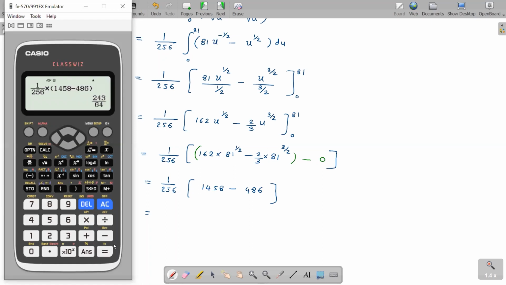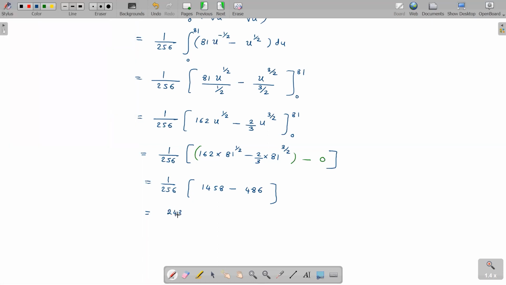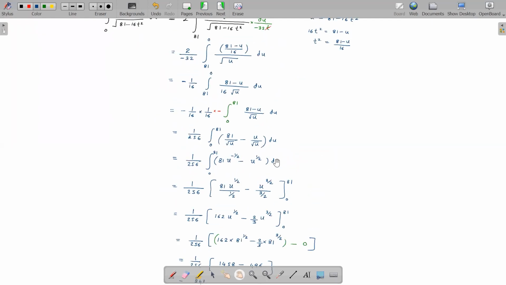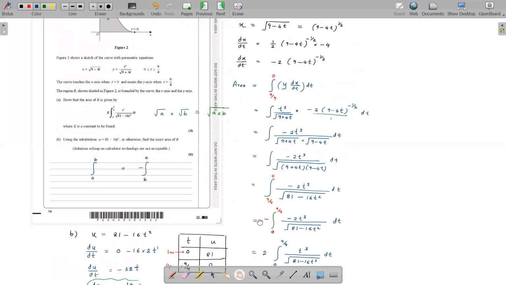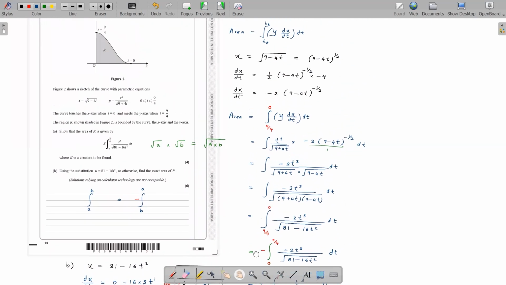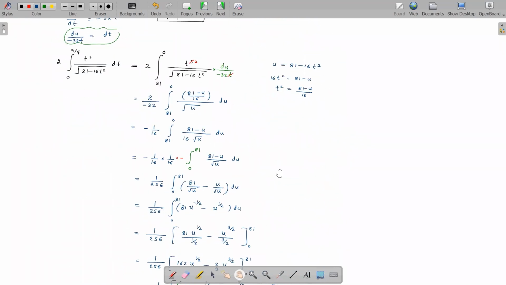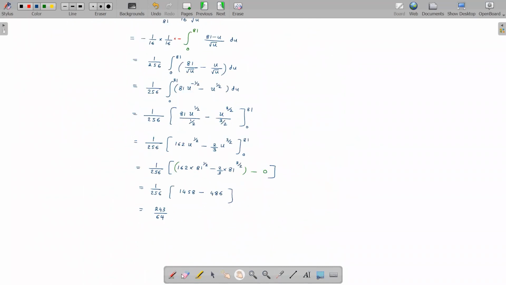So we get 243 over 64. This is the exact area. The answer we got was for the area. When we used the substitution, because we couldn't integrate directly, we got the answer for the area of the shaded part. Okay.